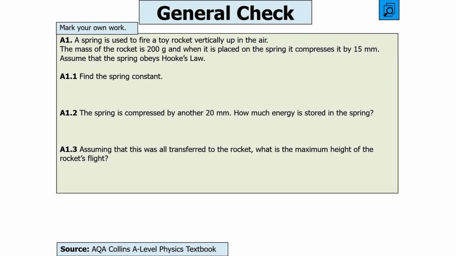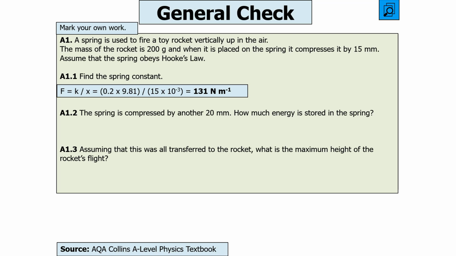Right, so in this first one, the spring constant is linked to the equation that k equals F over x. So we know that F is going to be the weight, so it's 0.2 kilograms times 9.81. Then we divide it by 15 times 10 to the minus 3, millimeters into meters. So therefore it's 131 newtons per meter.